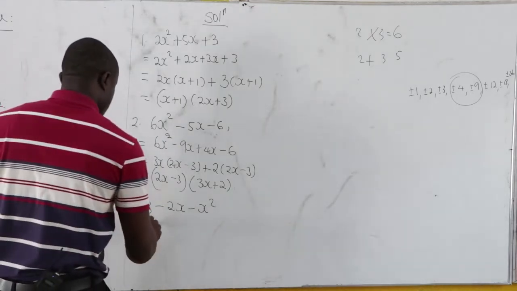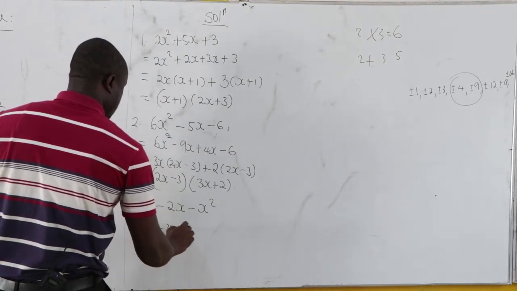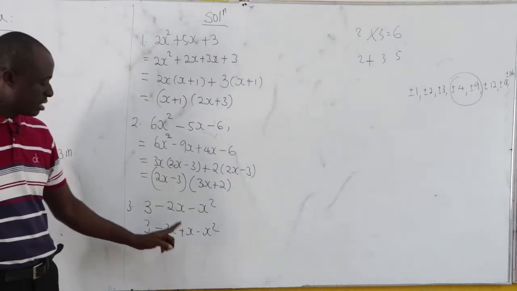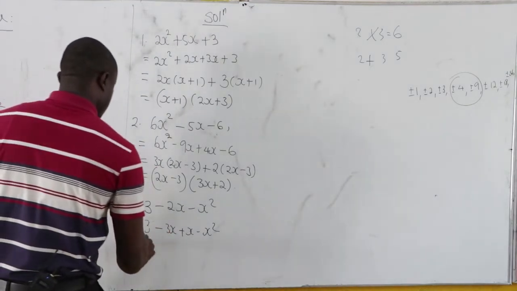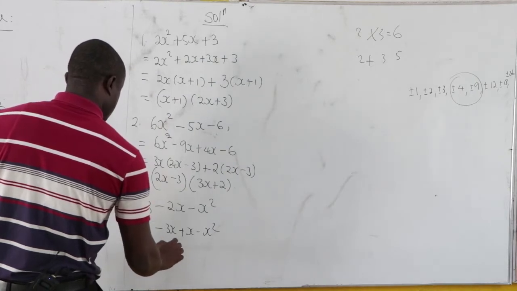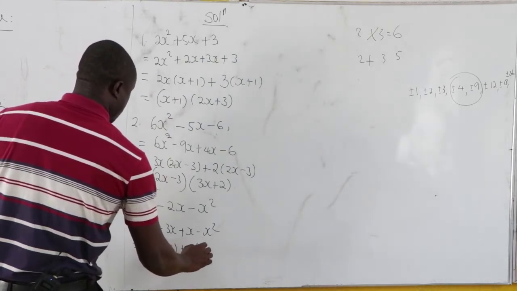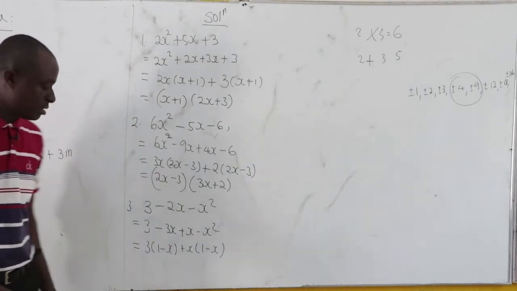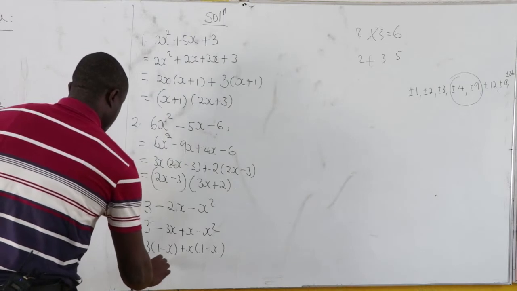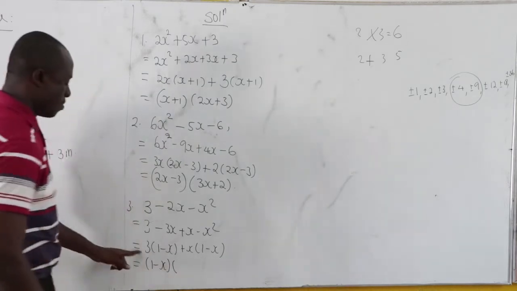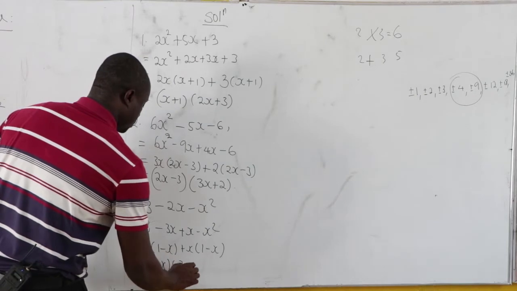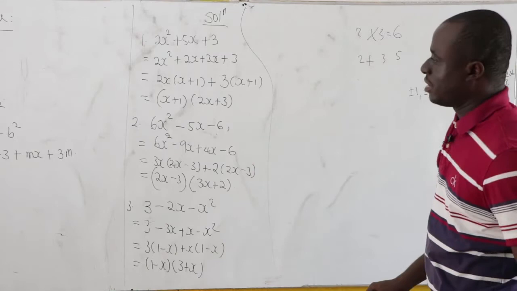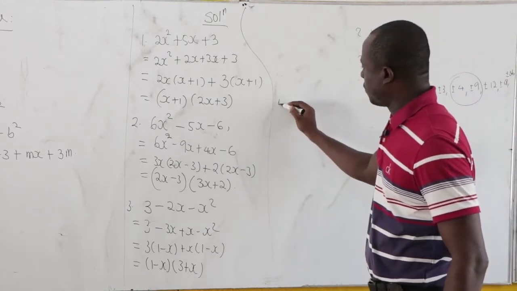So here we have 3 minus 3x plus x minus x squared. Why is negative 3x plus x giving us that? So from here, what is common? 3 is common, so you have 1 minus x, plus x, 1 minus x. You can see 1 minus x is common, so we can bring 1 minus x out. Now what do you have here? 3 plus x.